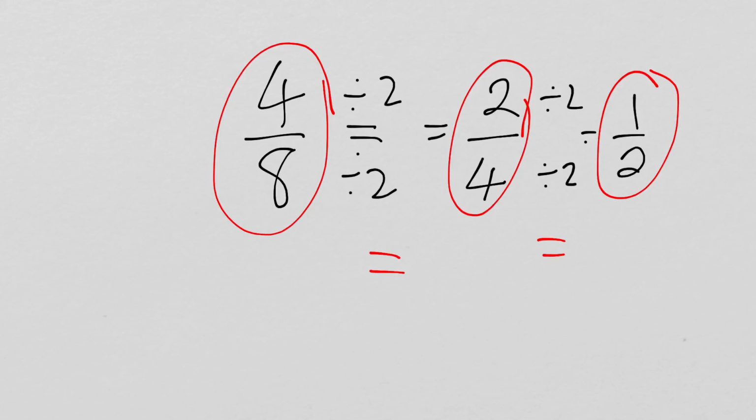So you divide the top and the bottom by the same number. That's called simplifying. We'll do a video on that here in a bit. But know that if you divide the top and the bottom by the same number, you're dividing by 1. And if you divide by 1, it stays the same. Exactly the same as if you multiply by 1.